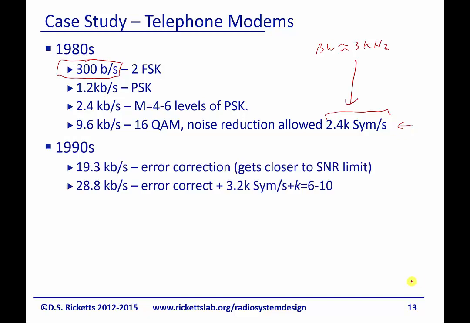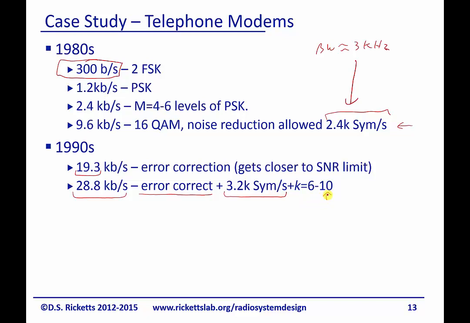And then some breakthroughs came in the 1990s where they introduced error correction. And as I mentioned, error correction gets you closer to the limit. And so there was 19.3 kilobits and then finally 28.8 kilobits. And this involved error correction. They were able to increase the symbol rates to 3.2 kilosymbols per second. And they went all the way up to 10 bits per symbol.